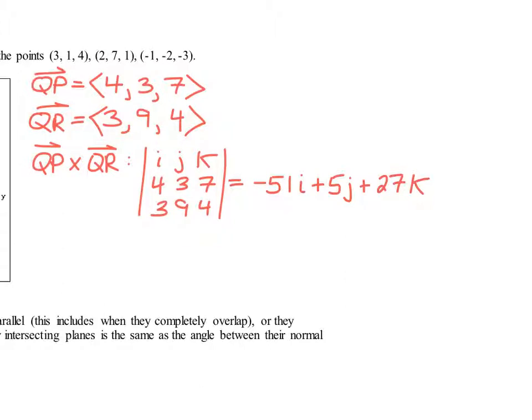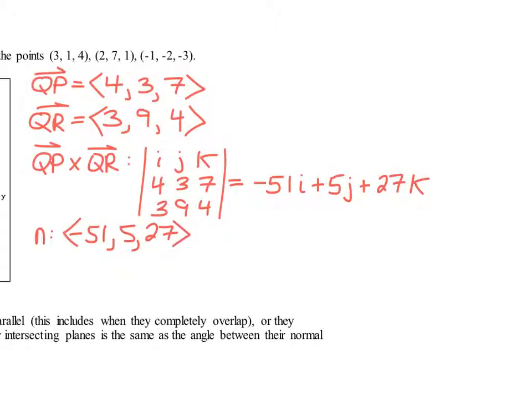All right, so I'm just doing a quick mental double check. We got 12 minus 63. I think that's negative 51. For the j, we had 16 minus 21, so negative 5. And then for the k, 36 minus 9, 27. I think, shockingly, I may be correct. It's possible. All right, so my normal vector is going to be negative 51, 5, 27.